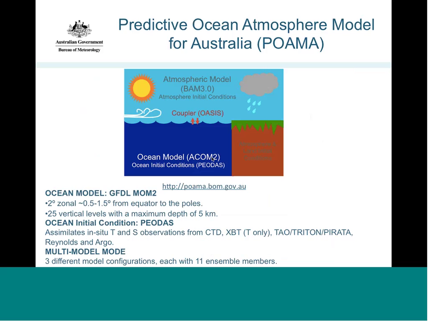So, a really quick overview of the model that we used. It's the Predictive Ocean Atmosphere Model for Australia, also known as POAMA. It's used operationally at the Bureau for Australia to predict rainfall and temperature for the upcoming season. And it's a dynamical coupled model where we have an atmospheric model that takes in atmosphere and land initial conditions, which is coupled to the ocean model.